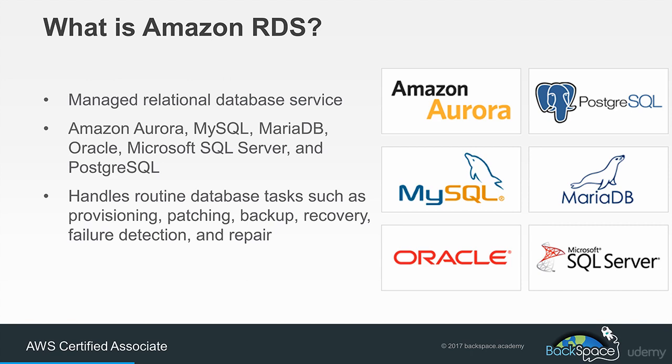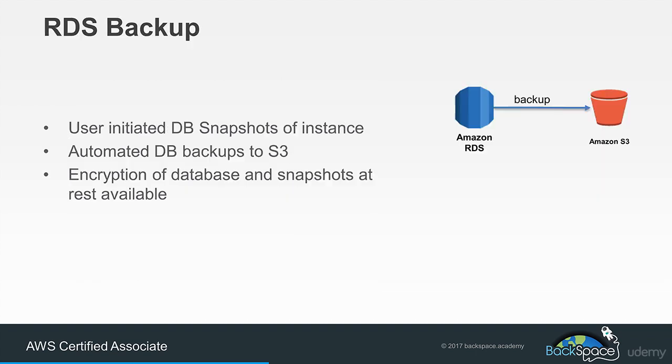So the service is available for Amazon Aurora, which is Amazon's MySQL implementation, custom designed for AWS. So if you're going to go MySQL, you would go Amazon Aurora if you wanted an enterprise scale database. We've got MySQL, of course, and MariaDB, Oracle, Microsoft SQL Server, and PostgreSQL.